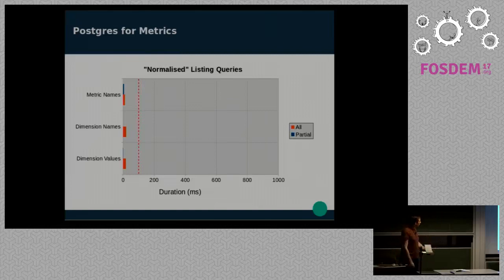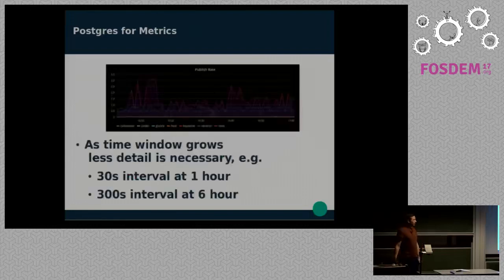So that's good. The problem with this, and this is the problem with all time series data, is that the actual detail you need for a particular graph becomes less interesting the bigger the time window you're looking at. If you're looking at a 24-hour time window or a 6-month time window, you don't need to plot every point from every 30 seconds on that graph.